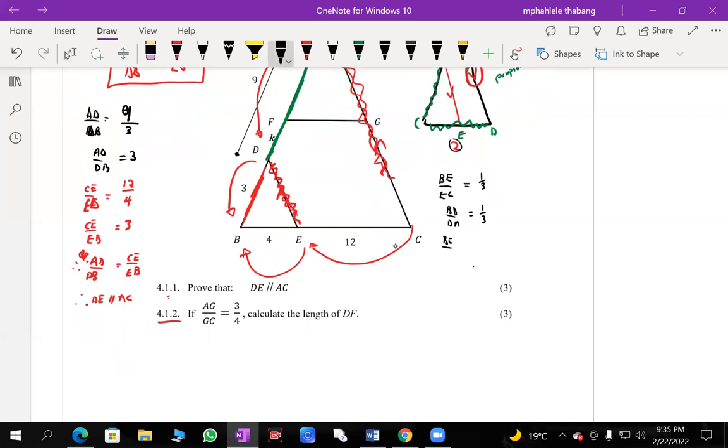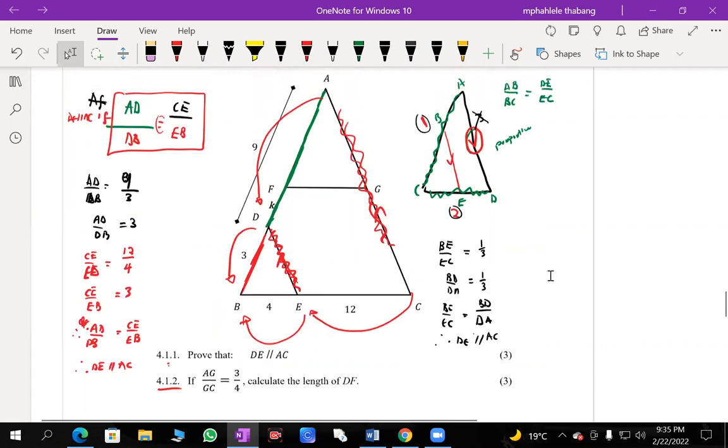BE over EC equals BD over DA. Therefore, DE is parallel to AC. What you guys did is absolutely correct. That's very great. And you also have to name the reason. What is the reason? If a line is drawn, proportionality.